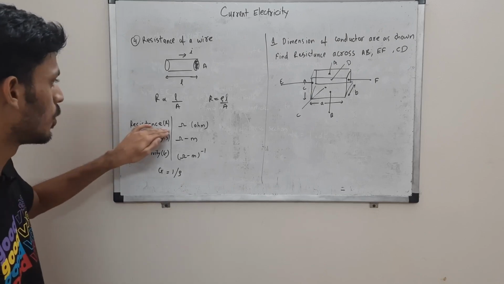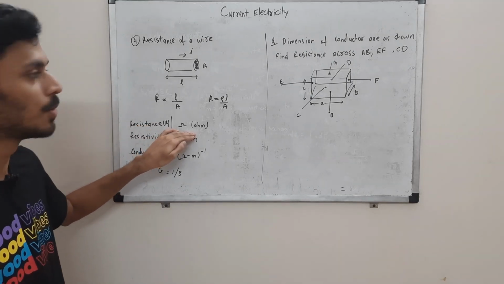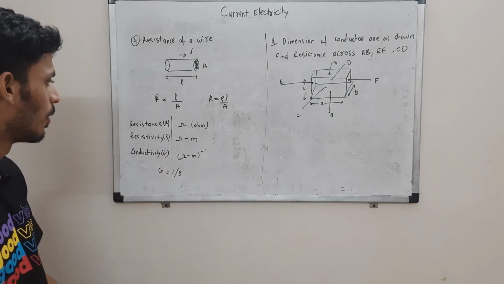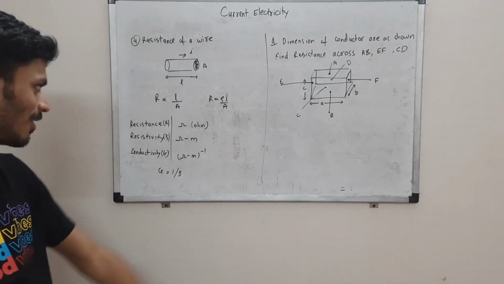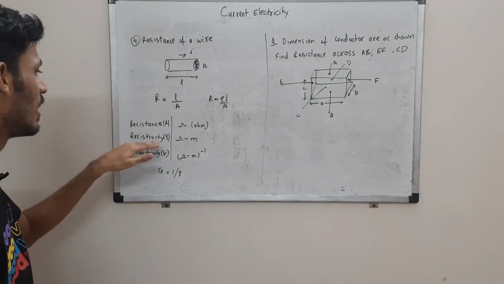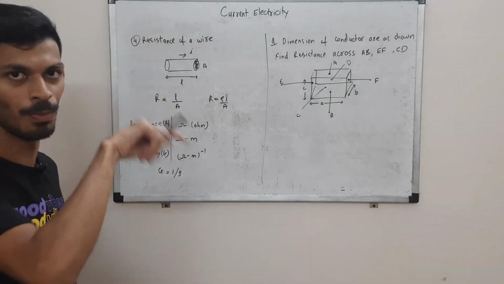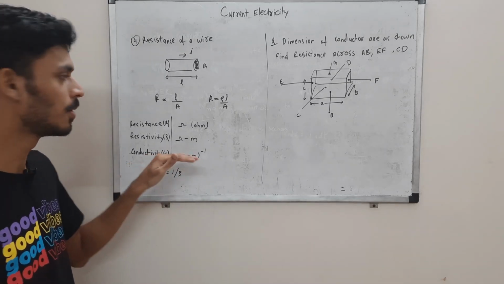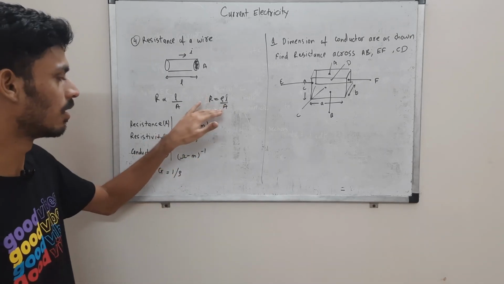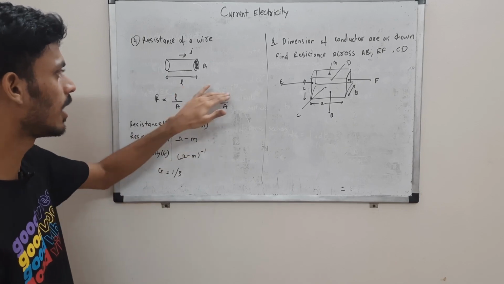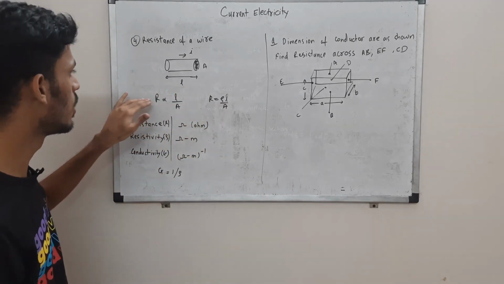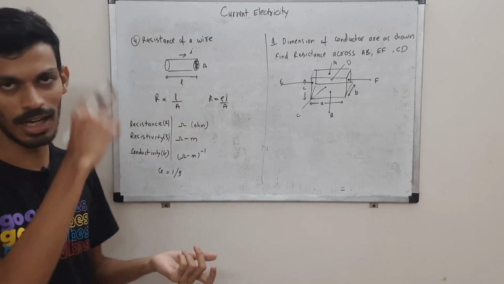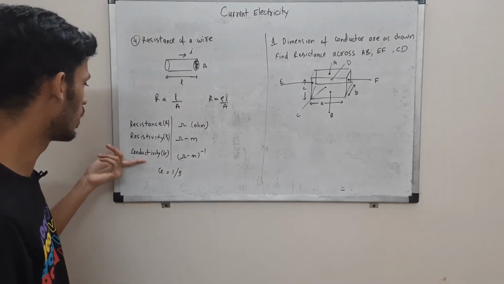Now resistance, denoted by capital R, has SI unit ohm. It is denoted by that Greek letter, like a cap, like a hat. Resistivity is denoted by rho, and the SI unit is ohm meter, right? You can easily find it from here: resistance times area by length. This is ohm, area is meter square, length is meter, so that will cancel and you will be left with ohm meter.